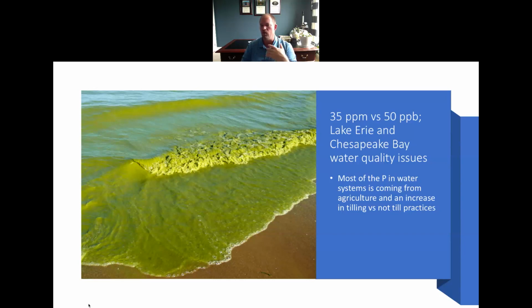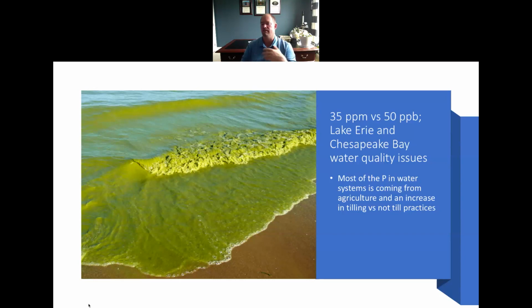The problem is that you only need 50 parts per billion of phosphorus in the water to cause algal blooms, like these algae blooms that we see in Lake Erie. Again, we only need 50 parts per billion of phosphorus in the water. We need significantly more than that in order to adequately supply the needs of plants and the needs of turf.